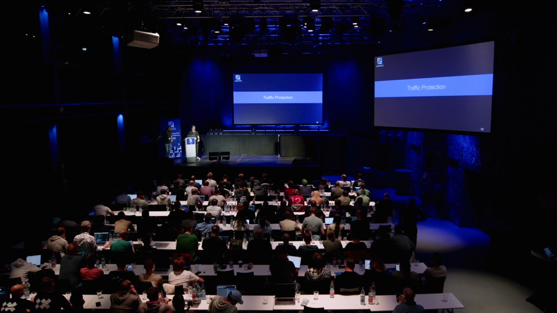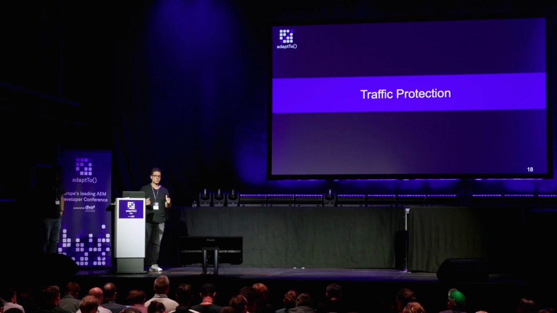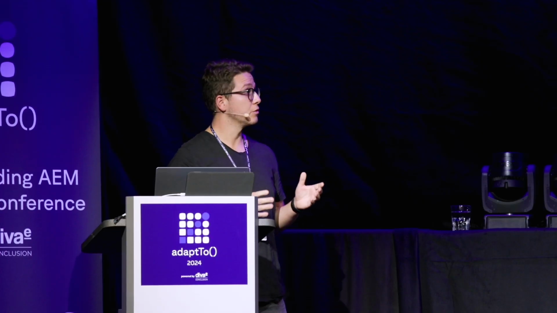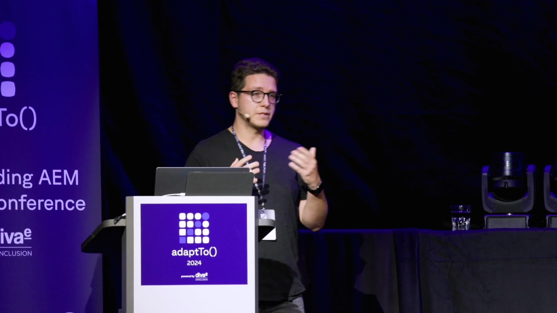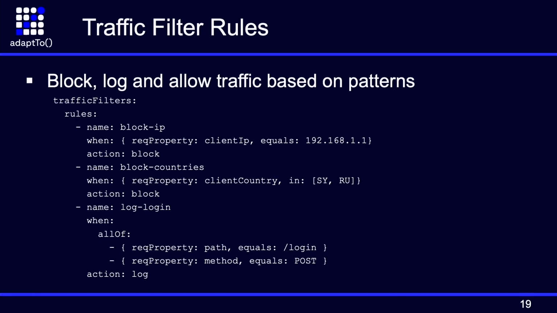Thank you, Marius. So for the rest of the presentations, we will be talking more about the security aspect introduced by the new CDN capabilities. And we will be focusing on one specific kind of CDN rules called traffic filter rules. With this kind of rules, you can now block, log, and allow traffic directly from the CDN based on request patterns. As you can see, traffic filter rules respect exactly the same syntax as other rules that Marius just presented. And here we have a couple of examples of how you could block IPs, block countries based on IP geolocation, or even log any attempt of logging in on your website.